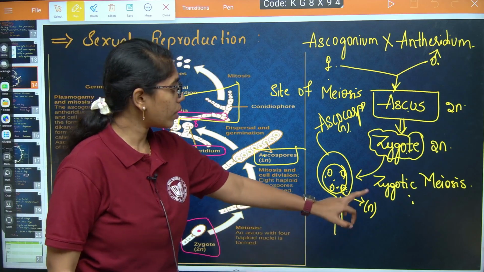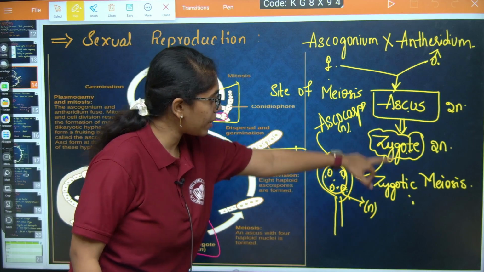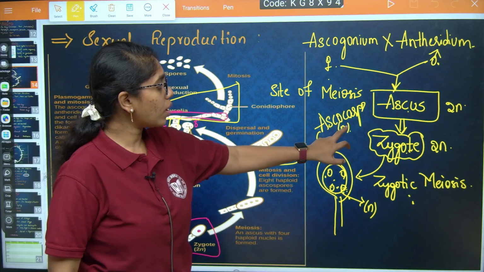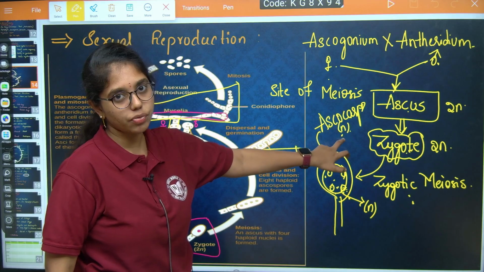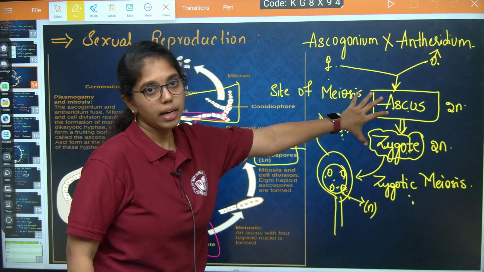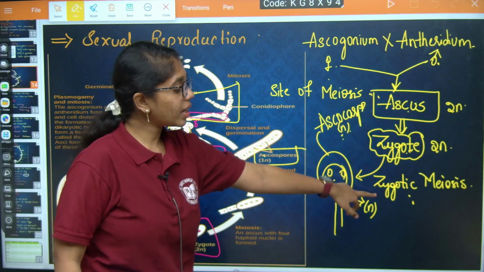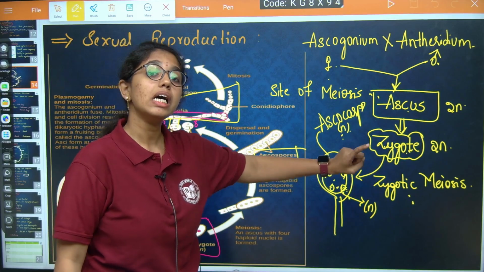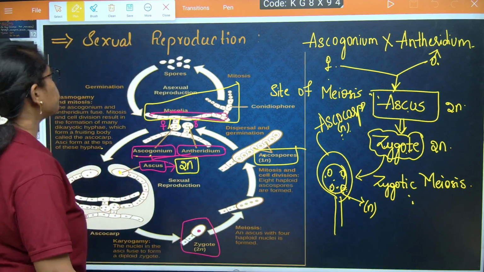Okay, there is nothing to confuse. Everything is happening inside the ascocarp. That is why the ascocarp is haploid, same as the fungal body. But after fusion, the ascus and zygote are diploid over here. What type of meiosis is happening over here? Not sporic meiosis, that is zygotic meiosis.